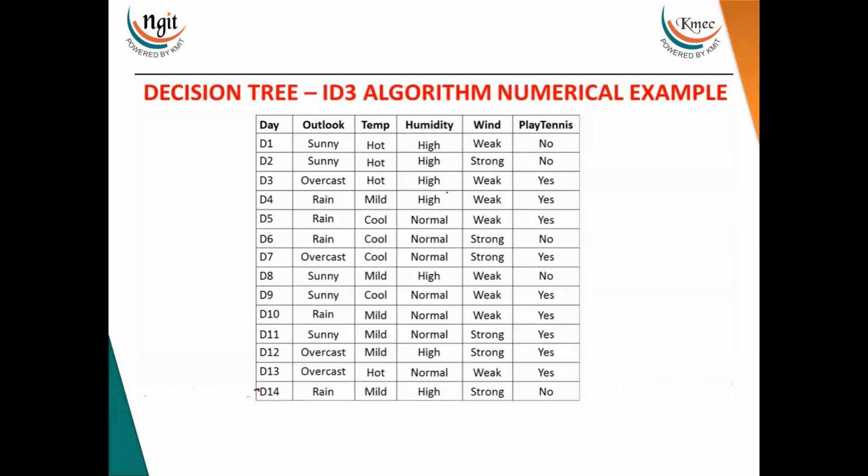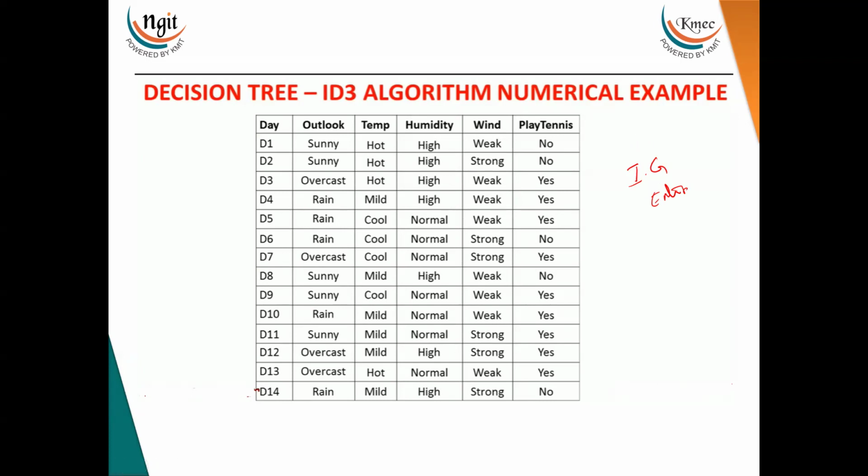I hope you'll remember that for implementing the decision tree algorithm, we require two things. One is information gain. We have to calculate information gain, and we have to calculate the entropy of the whole data set and the entropy of each individual feature. So let us discuss these two things with this example.